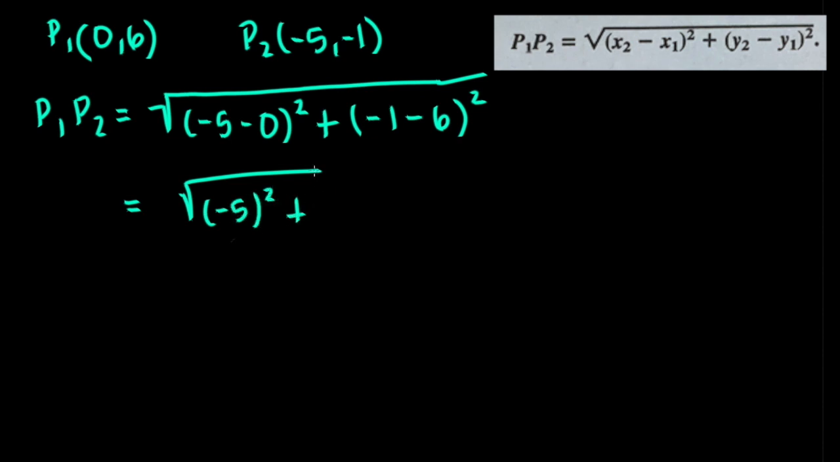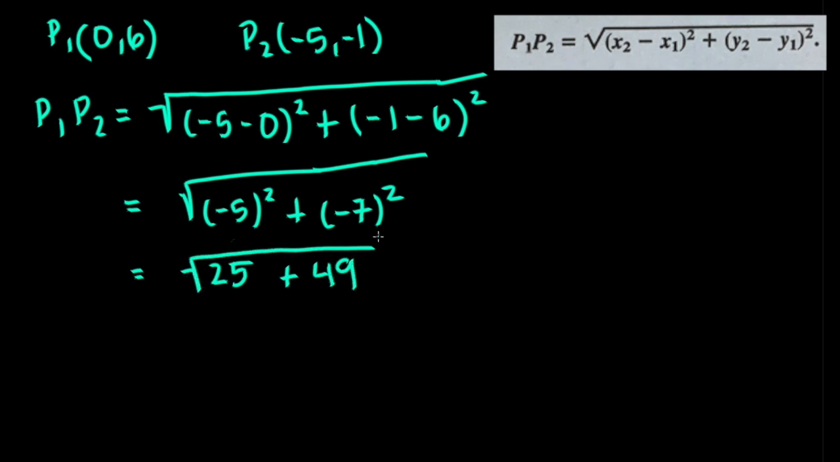plus our second number. -1 minus 6 equals -7. So our second number is going to be -7 squared. -5 squared equals 25. And -7 squared equals 49. 25 plus 49 equals 74. So our final answer is going to be the square root of 74.